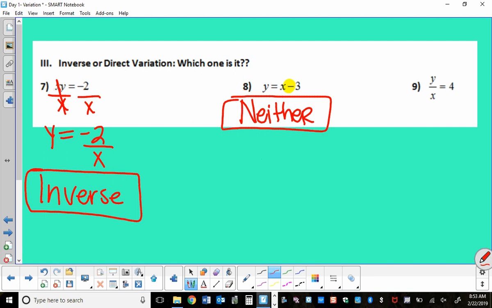Number 9, let's get y by itself. I would turn this into a proportion. Y times 1, I get y. 4 times x, I get 4x. Which one is that? Y equals 4x. That's direct. And it's direct because we are multiplying.